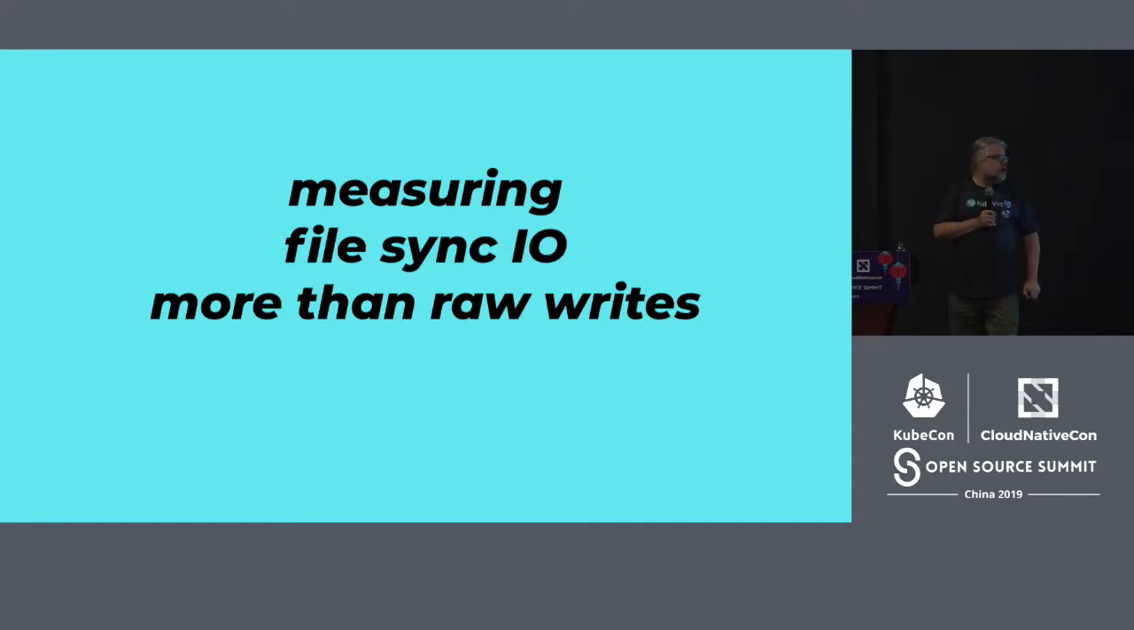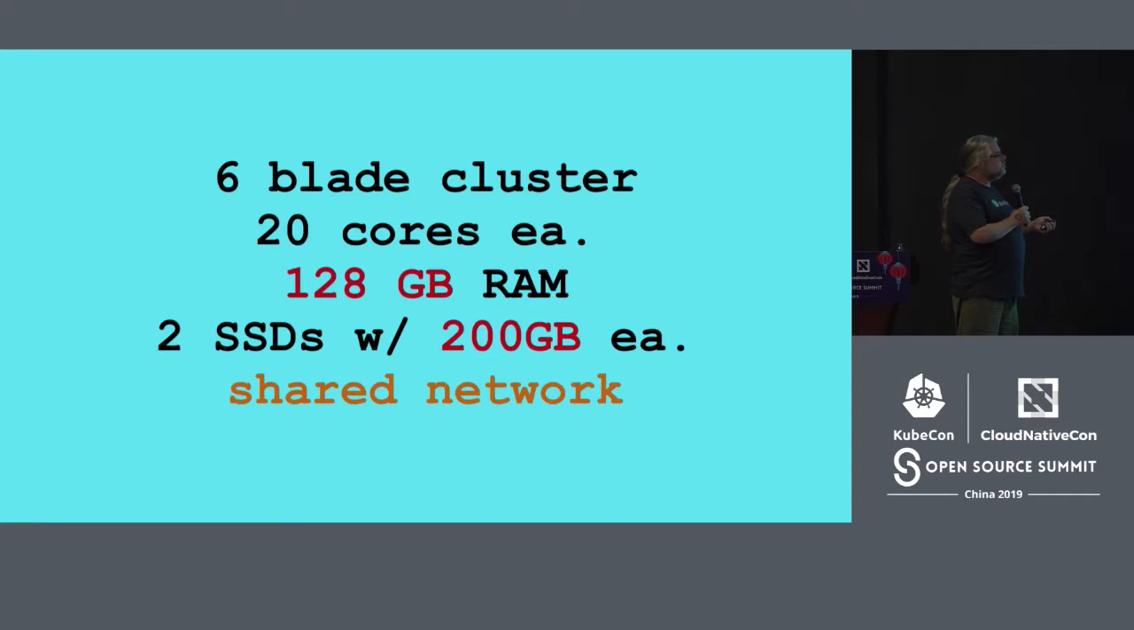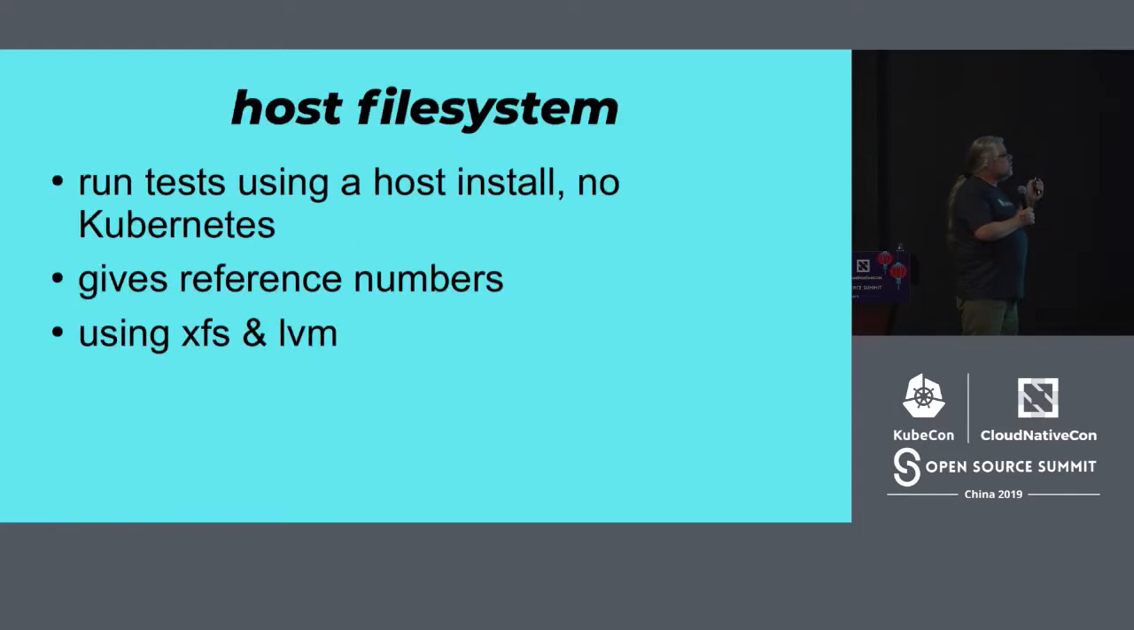Because of that, the primary I/O we're actually measuring is file sync time, the time to actually write and commit stuff to disk, rather than raw throughput from the storage. That's going to dominate our numbers. The other thing is I have a shared network, and that had an effect on one of the tests later on that I will show you, that eclipsed the effect that I wanted to get in terms of actually comparing things.